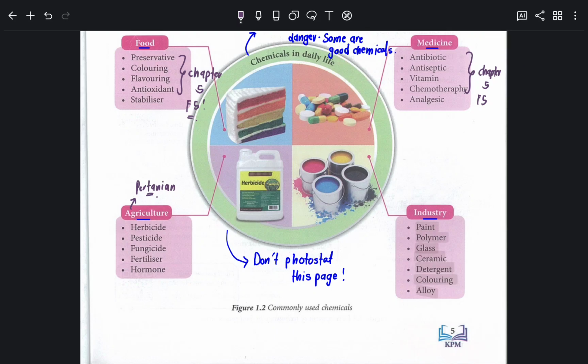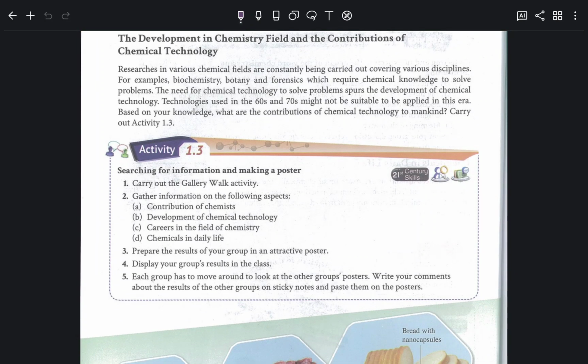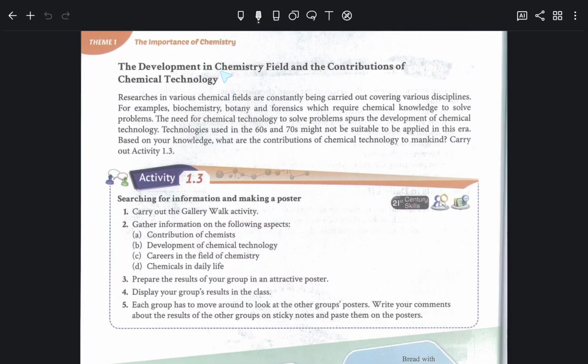I just suggest you take a few things from this one, it's good enough. But make sure you write by your hand for your notes part. And then the development in chemistry field and its contributions for chemical technology.